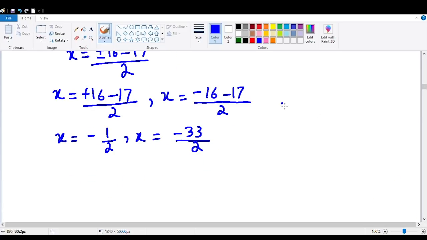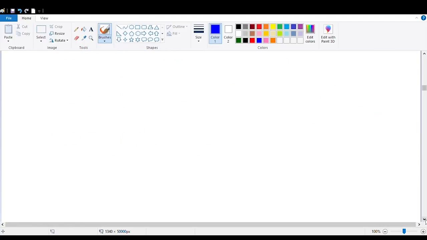So our solution set will be x equals minus 1 over 2 or minus 33 over 2. And yes, these are the examples for solving an equation using the completing the square method. We did the factorization and square method. Now we're going to solve two equations using the quadratic formula.